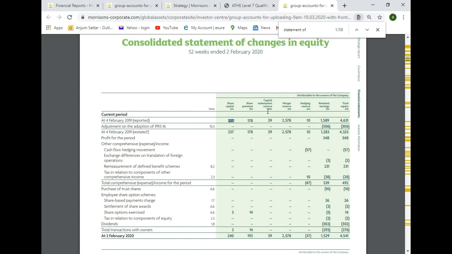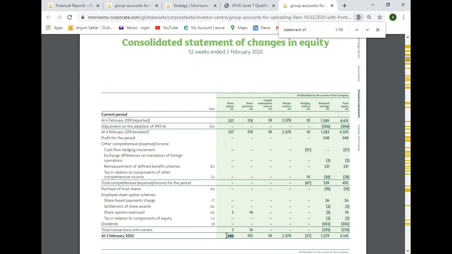Then of course they have some redemptions, some revaluation, some hedging of foreign currencies. That normally carries on happening in big companies. Retained earnings, how much was the retained profit? Total equity was 4631. At the end of the year, they have 4541. Yes. It's slightly down. Their capital went down.